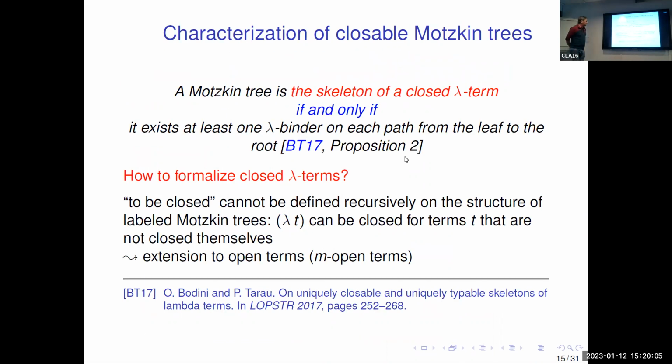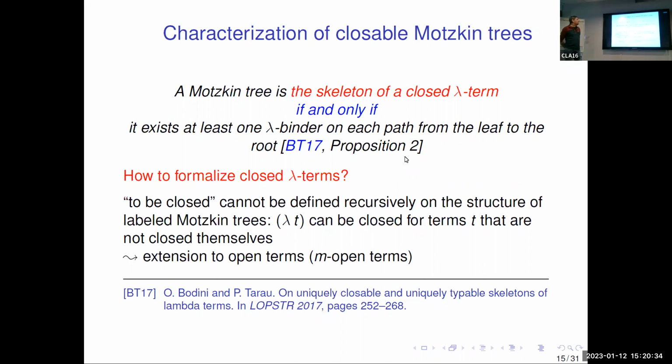Let's go back to the characterization of closable Motzkin trees. This is the definition I showed before. A Motzkin tree is a skeleton of a closed lambda term if and only if there exists at least one lambda binder on each path from the leaf to the root. To prove this equivalence, we have that as a definition, and we need to explain what the skeleton of a closed lambda term is.